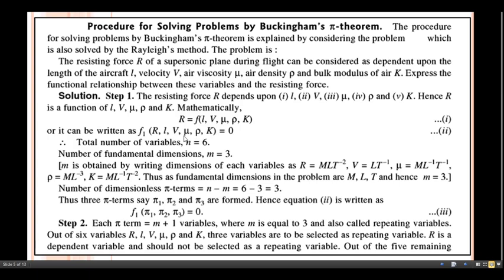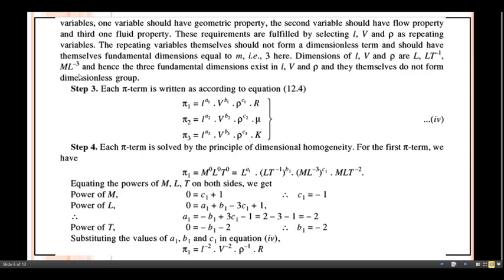So out of these 5, the 3 should be selected in such a way that one possesses a geometric property, the next one possesses a flow property, and the next one is the fluid property. So if you say that the point is fulfilled by this one length parameter, it fulfills the geometric property. Then the next one fulfills the flow property, and rho fulfills the fluid property.